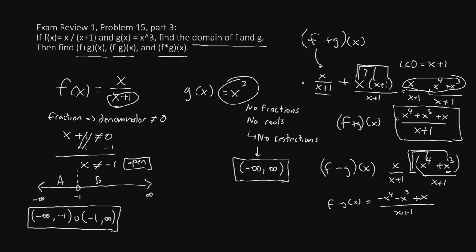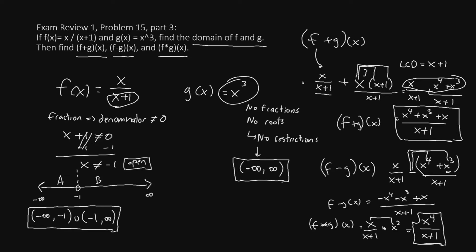The f times g will be a little bit less complicated. To take f times g of x, we just multiply the two functions together. x over x plus 1 times x to the third. We only have to multiply the numerators together, so we will have x to the fourth, because x to the first times x to the third gives x to the fourth, over x plus 1. This is our f times g.